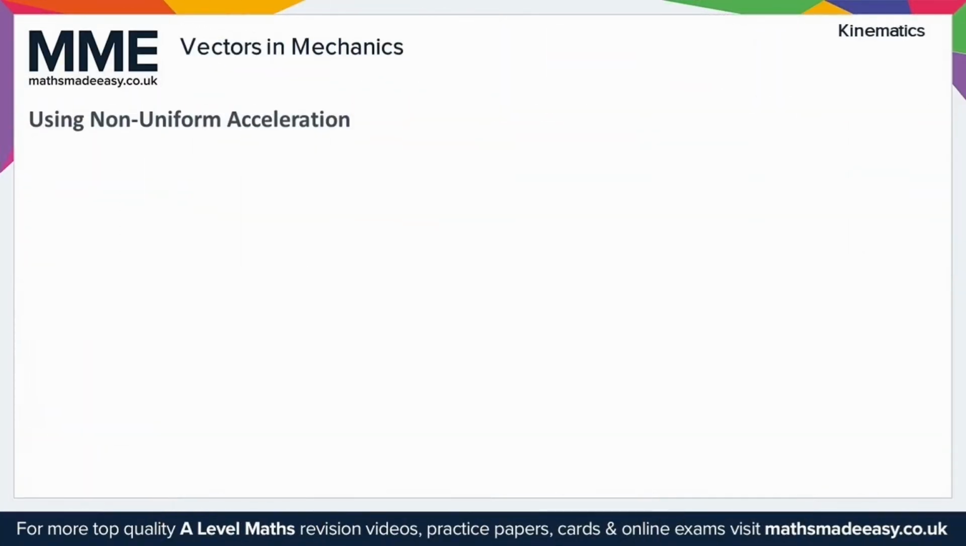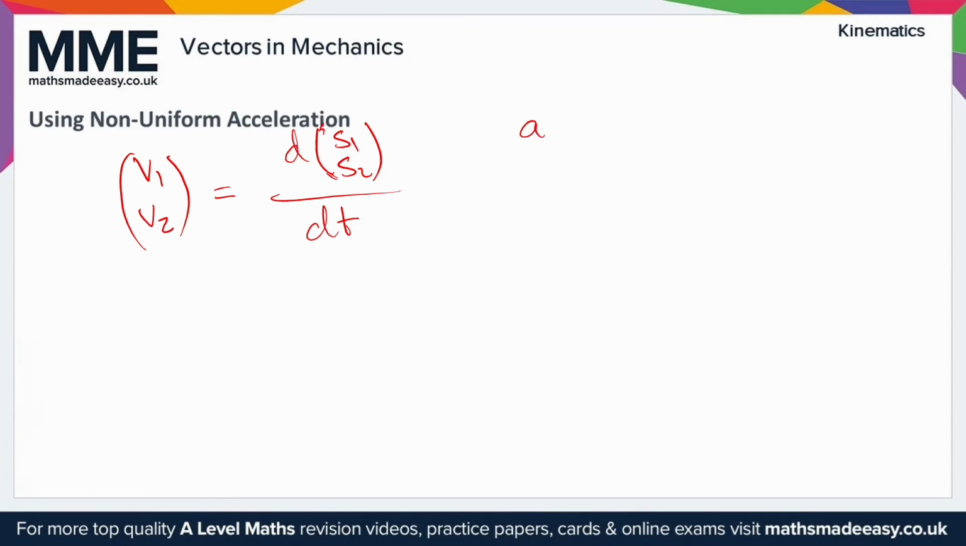So using non-uniform acceleration with vectors, we use it in the exact same way that we would when we discussed SUVAT previously. For example, we could have (v1, v2), and what equation can we use to relate it to one other variable? Well, 2 others, I suppose. We could do the derivative of (s1, s2) over dt. So the derivative of a displacement vector with respect to time is a velocity vector. Similarly, we could do (a1, a2) equals the derivative of a velocity vector with respect to time.